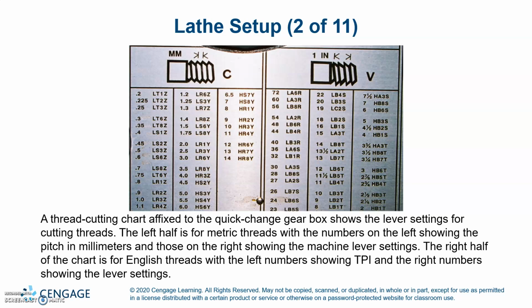A cutting thread chart affixed to the quick change gearbox shows the lever settings for cutting threads. The left half is the metric threads, with the numbers on the left showing the pitch in millimeters, and those on the right showing the machine lever settings. The right half of the chart is for English threads, with the left numbers showing TPI and the right numbers showing the lever settings.